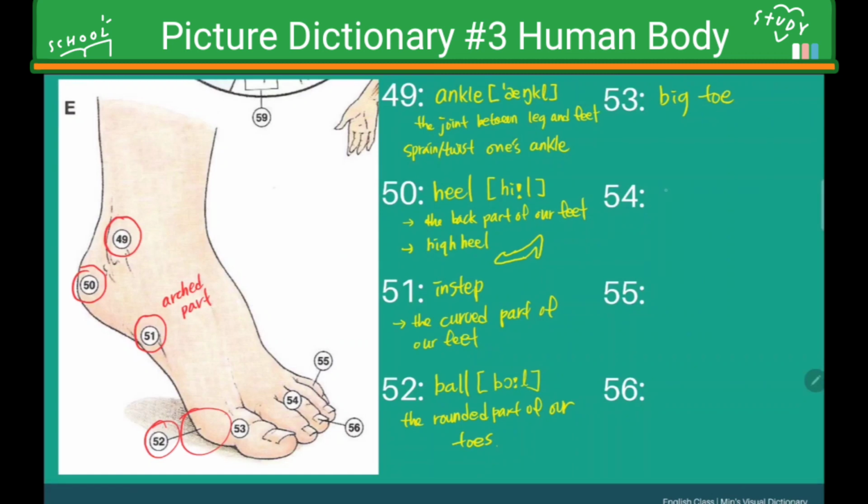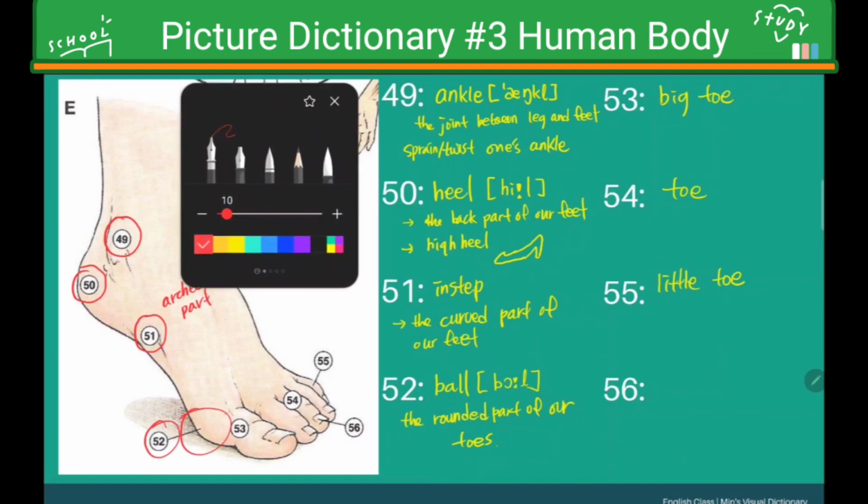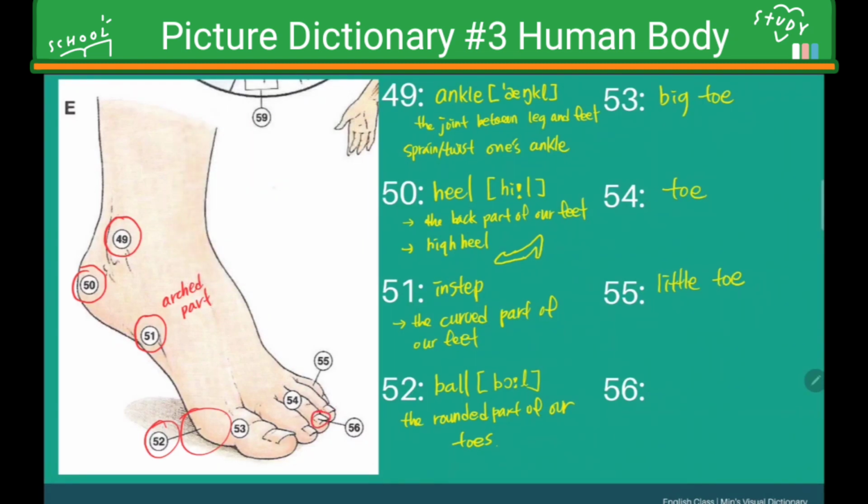and 54 is our toes, and 55 is the smallest one, and we call that little toe. All right, and 56 is this part right there, and we call that toenail.